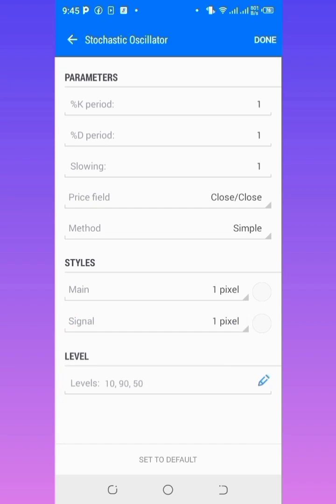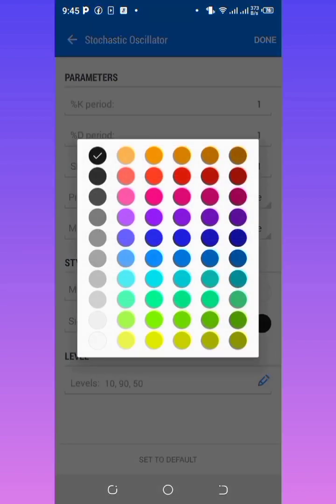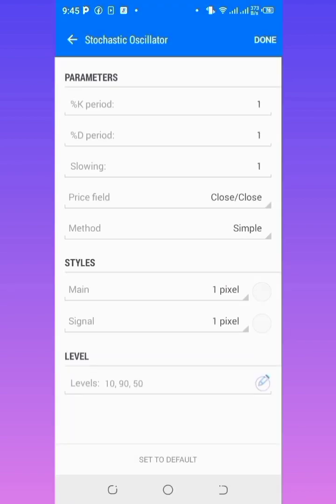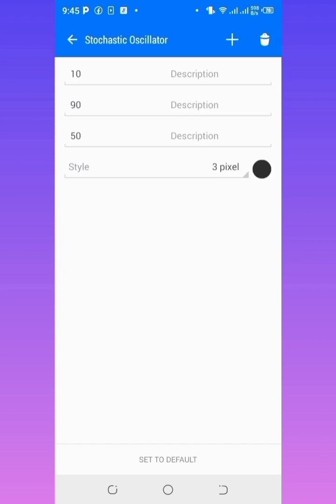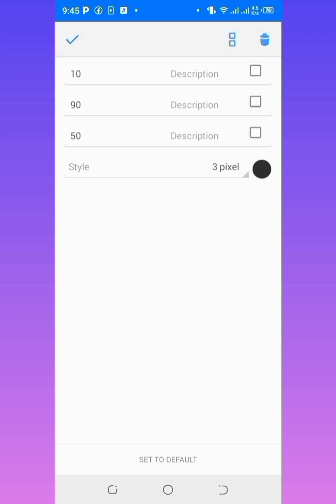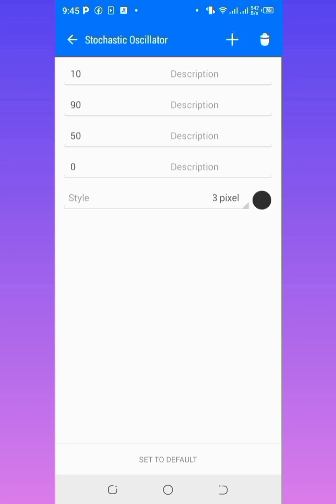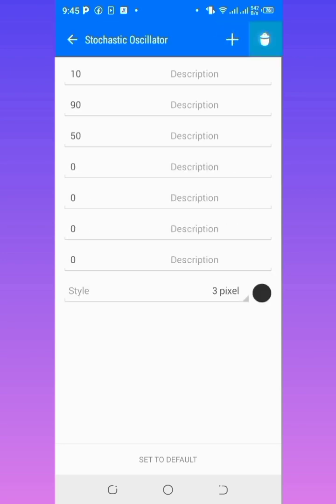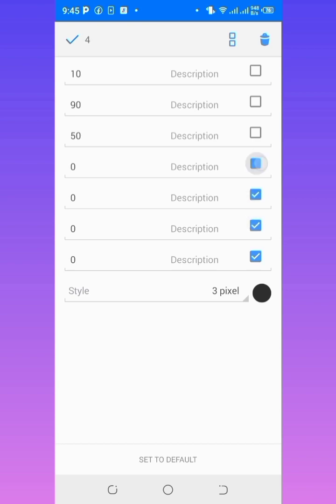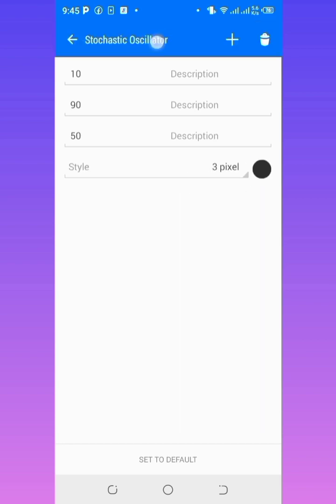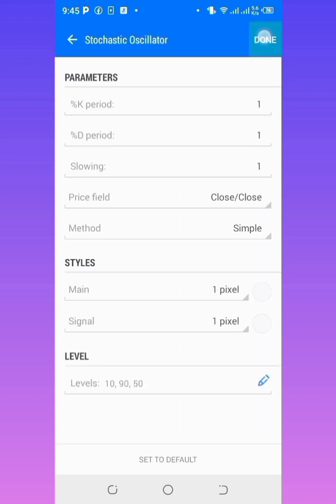If you have a black background color, make sure you change this color to black like this. But I'm having a white background on my chart, so I have to use the white color. And I have the levels. The levels are 10, 90, 50. If you are clicking on this plus sign, the levels are not adding. Just tap on this delete sign and tap on it again, then click on this plus sign, the levels are going to add. So let me delete them back. Alright, so you go back and click on done.